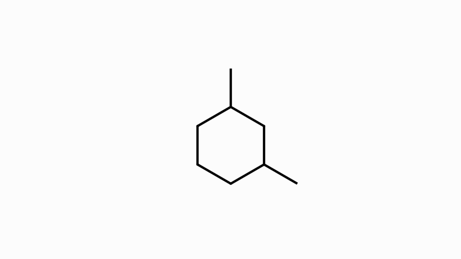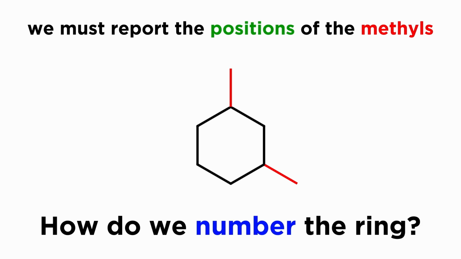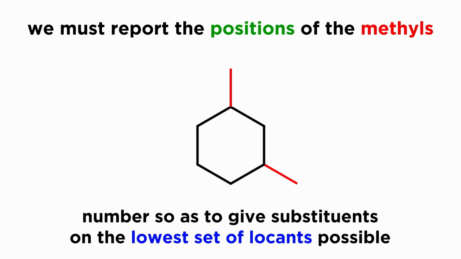Let's go back to methyl cyclohexane and place another methyl group over here. Now we do need to report the positions of the methyl groups because there are several possible molecules involving 2 methyl groups on a cyclohexane. How shall we number this ring? Well, since there are no endpoints, we can start numbering at any carbon we want. And as you can guess, we will number in such a way so as to give the substituents occurring at the lowest set of locants possible.